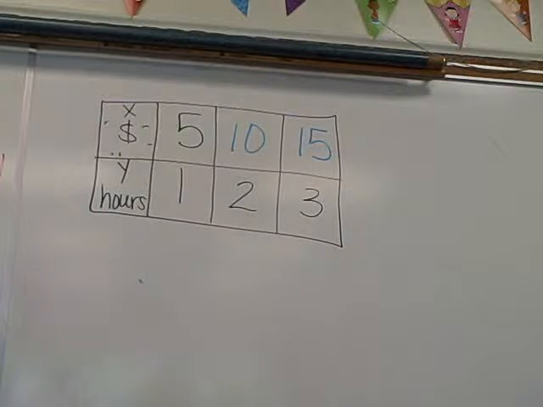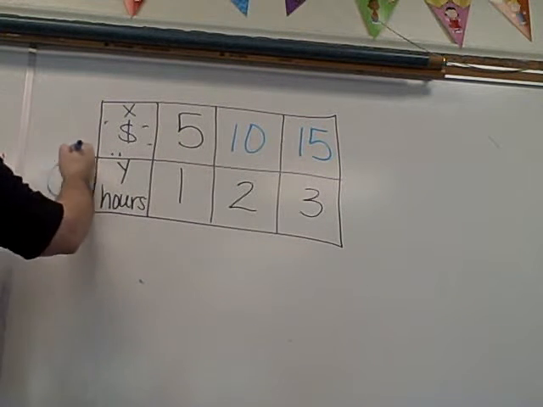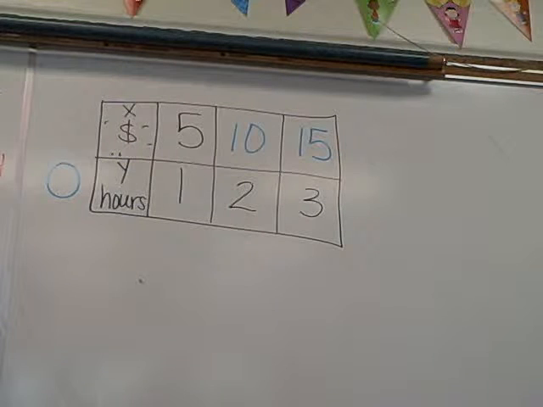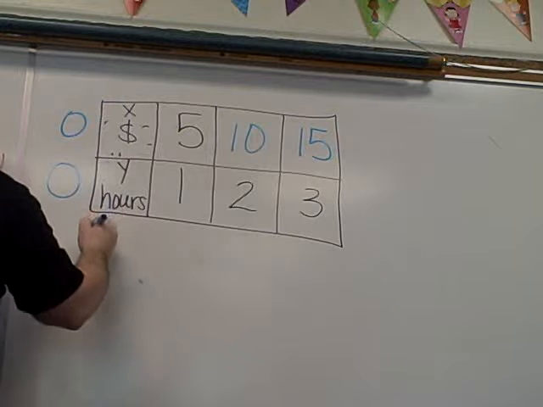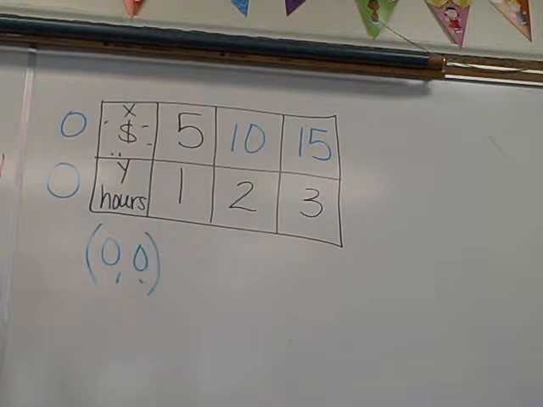All right, now, I need to make sure that it goes through the origin, so here's the question I have to ask myself. If James babysits for 0 hours, how much money does he make? Grayson? $0. So that's my coordinate of 0, 0. Is this graph going to go through my origin? Yes. That means that this graph is proportional. Very good.